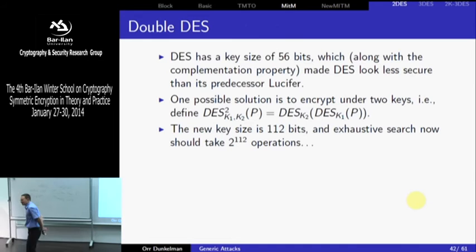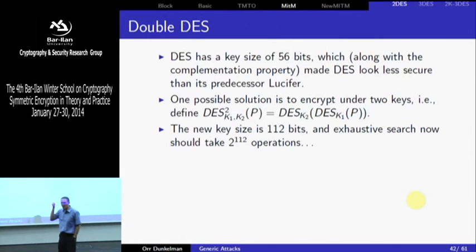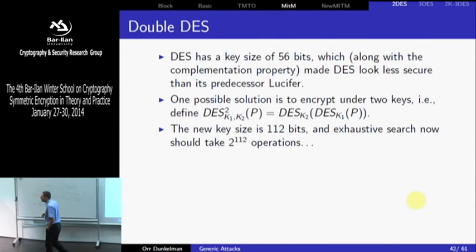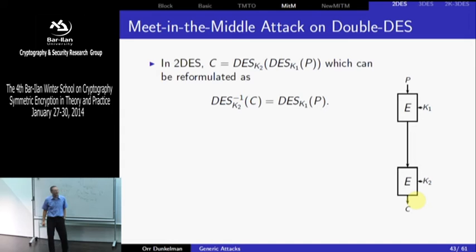Here's an idea. You know what? Instead of encrypting only one time using this, let's encrypt twice. Okay? This under one key and this under a second key. Sounds okay? Two keys. The amount of entropy in the key, 112 bits. This 2 to the 112, even today, if you take Arjen Lenstra's paper, it's sufficiently good. Everybody is happy? Someone is happy? Okay, so you all know where we're heading to. This is the meet in the middle attack.